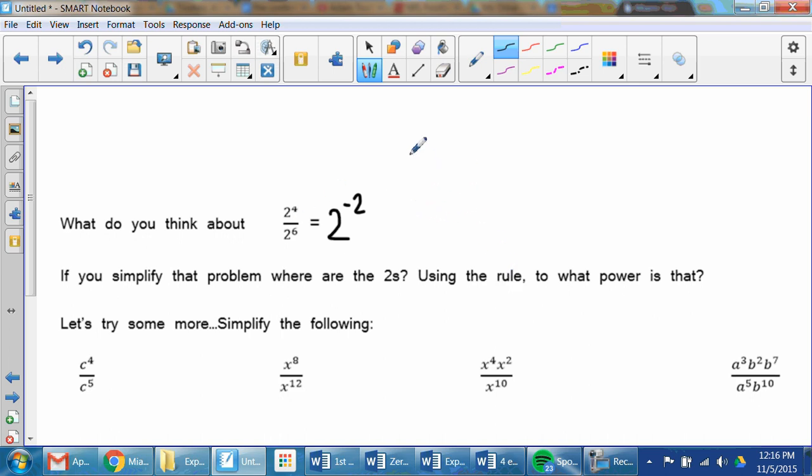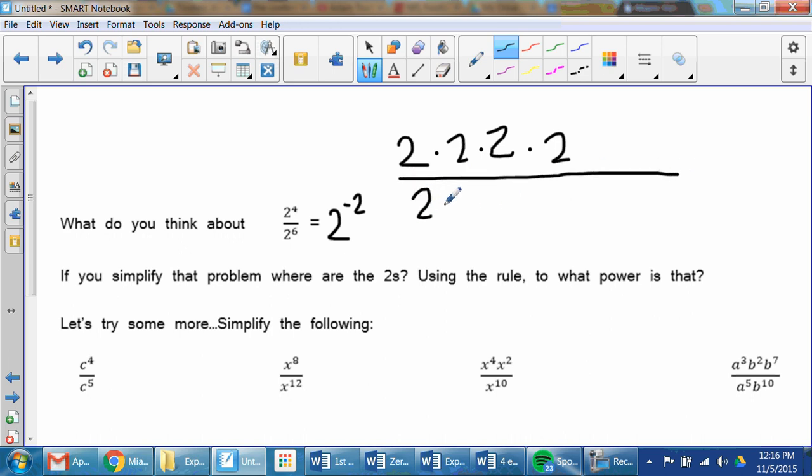So what I'm going to do is I'm going to write out 2 to the 4th power. 2 to the 4th power is 2 times 2 times 2 times 2. And this is divided by 2 times 2 times 2 times 2 times 2 times 2, which is 2 to the 6th power. Now, in order to know this, we need to know that whenever a number is divided by itself, like 3 divided by 3, that equals 1. So if I know at least that piece, that should help me with this.